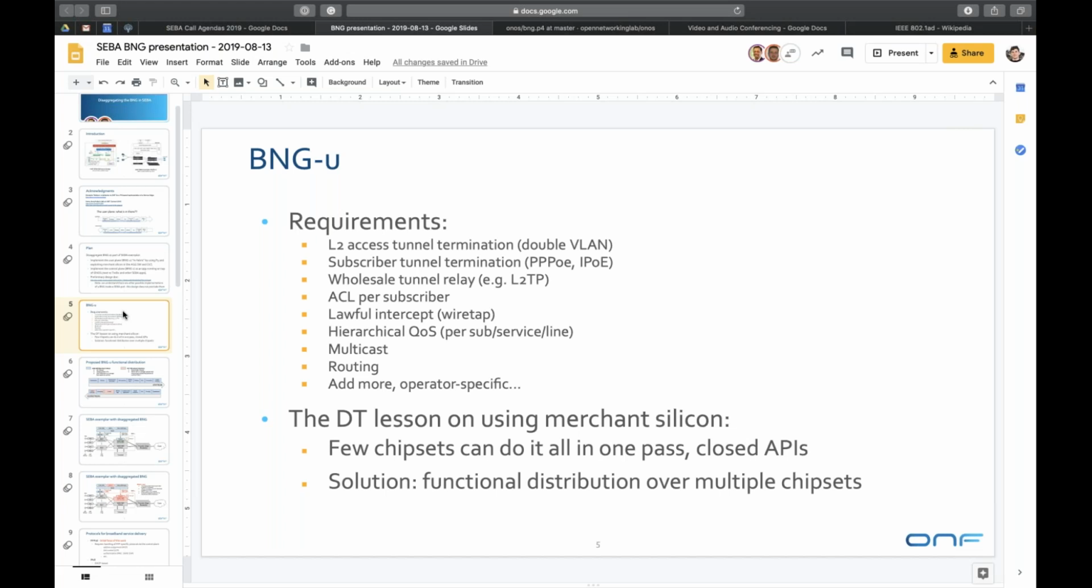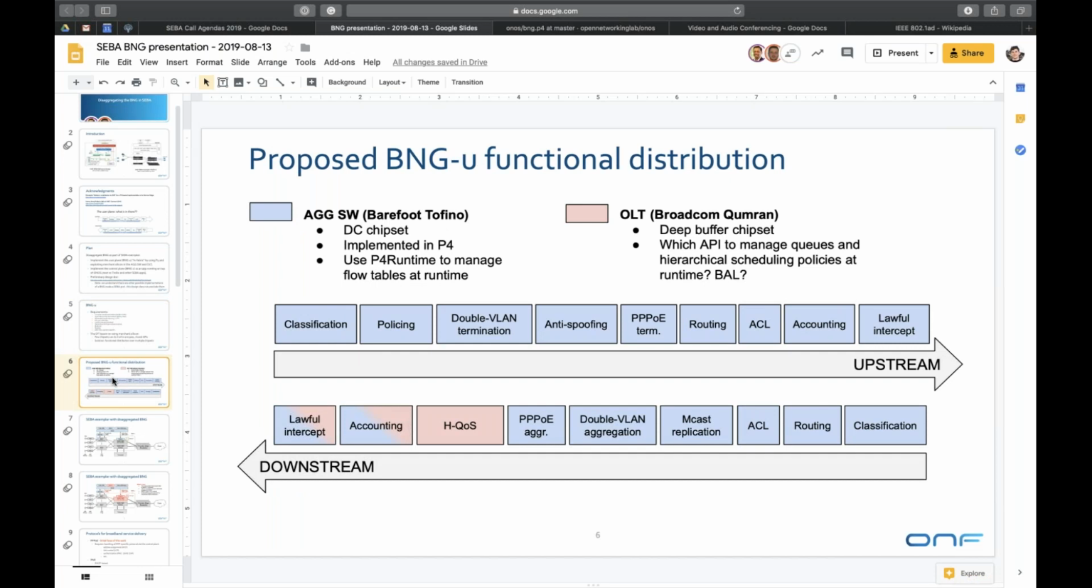In this regard, the work that Deutsche Telekom has done has proven useful for us to understand a fundamental thing, which is that there are very few chips that can do all of these things in one pass. And if those exist, most of the time they have closed APIs, so they're not very suitable for our work in the SEBA exemplar. So the solution we decided to go with is that of adopting a functional distribution of all these functionalities over multiple chipsets. So this is what this distribution will look like.